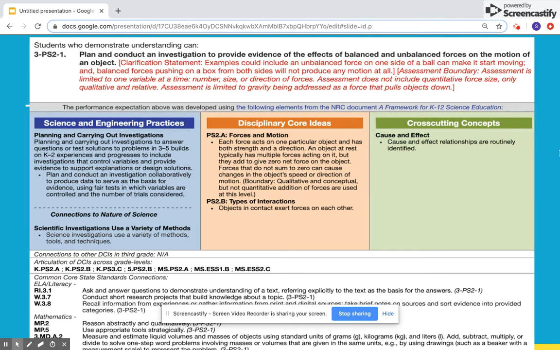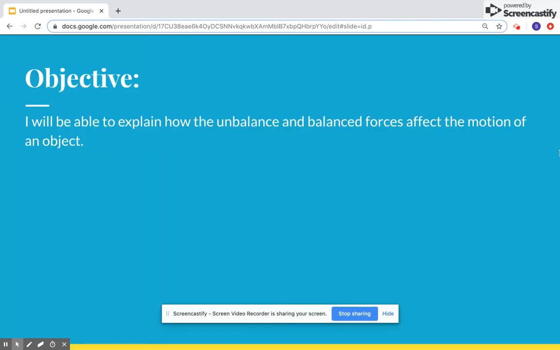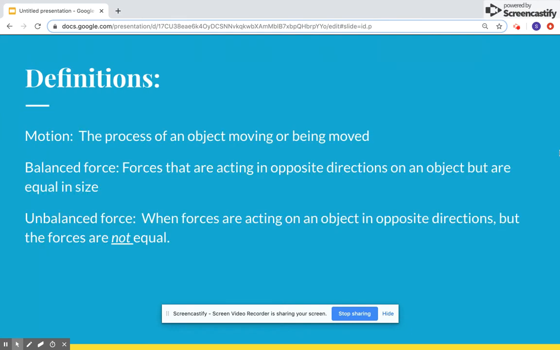So for an objective, or the student's goals by the end of the lesson, they will be able to explain how the unbalanced and balanced forces affect the motion of an object. So they should all understand that this is what we are hoping for them to be able to accomplish by the end of the lesson.